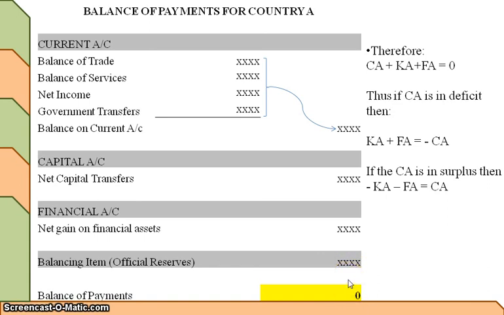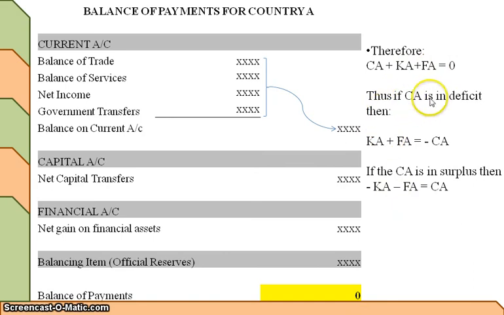Now, why does it always net out? Well, let's see on this side here. What we're saying here is that the current account, represented by CA. So CA represents your current account, KA represents your capital account, and FA represents your financial account. So that's the explanation of the variables. And what we're saying here is that the current account plus your capital account plus your financial account will sum to 0. We're seeing that here.